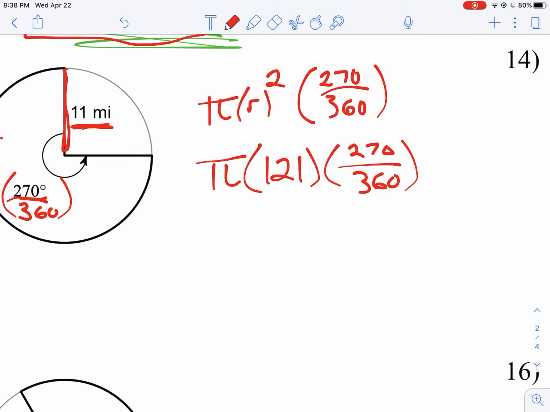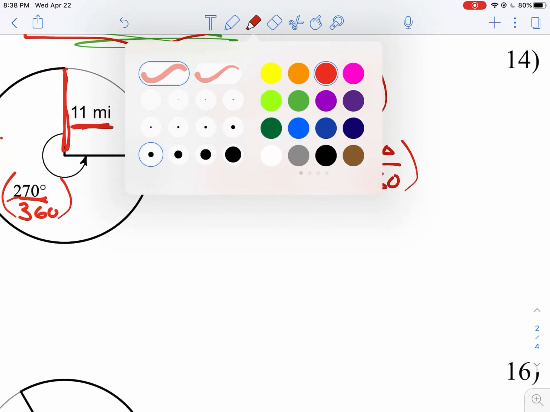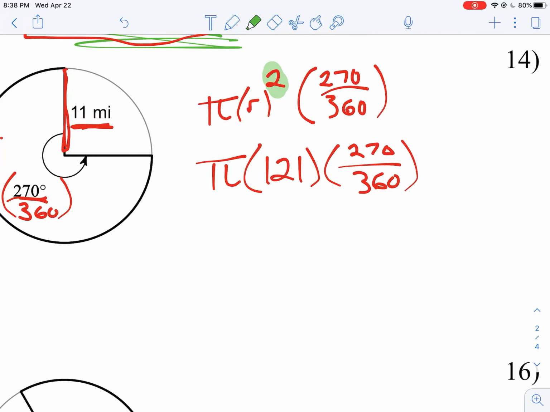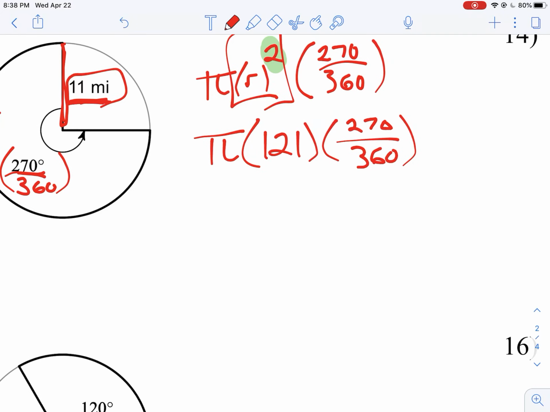But when there's an exponent involved, I have to do that first. So I did the radius 11 squared first to get my 121. And now, it's more calculator work. I'm going to do 270 divided by 360. That's 0.75. So really what I'm doing is, I'm just going to cross this off and put a 0.75 after it. You're doing pi, so use your calculator pi button, times 121 times 0.75.